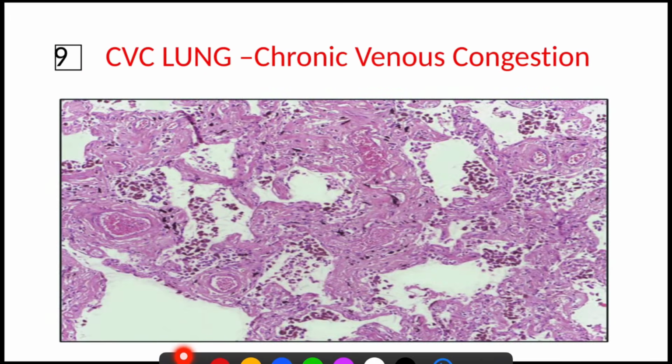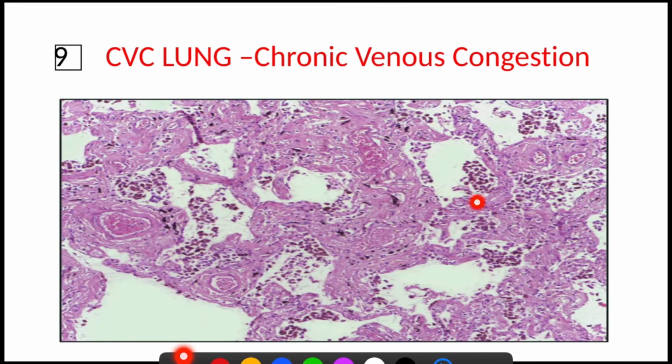Now next is CVC lung, or chronic venous congestion. Here, first of all, you have to identify the organ under 4x. This is lung; you can identify it with the presence of alveoli and bronchiole or bronchus. Now here the lung parenchyma shows these alveolar walls with a thickened appearance.